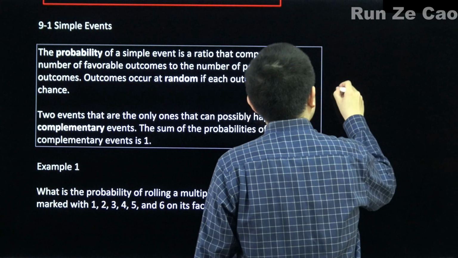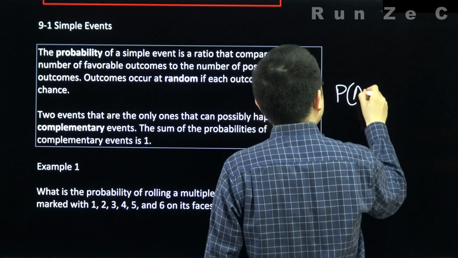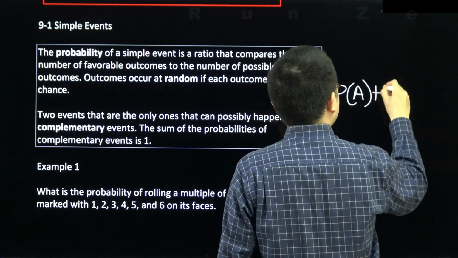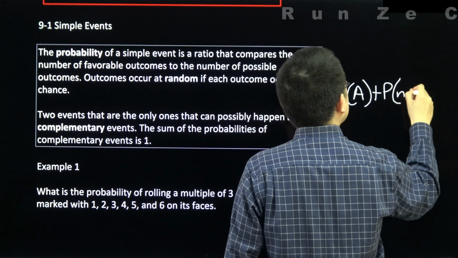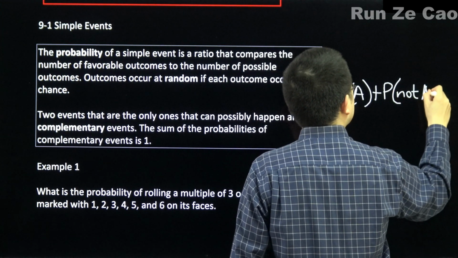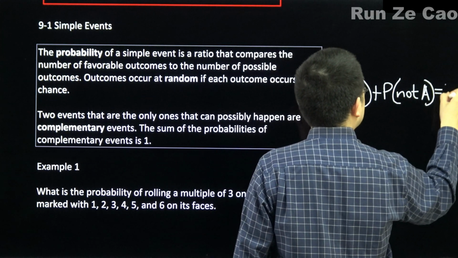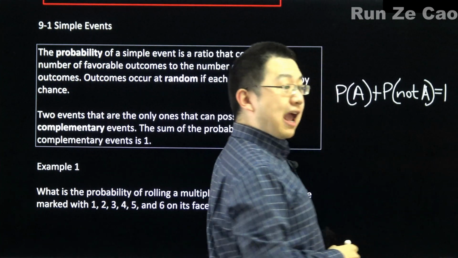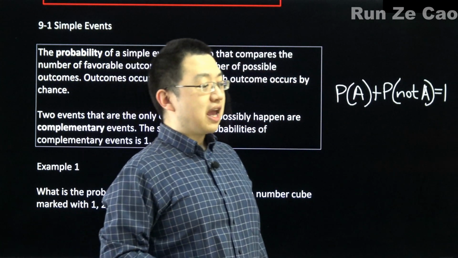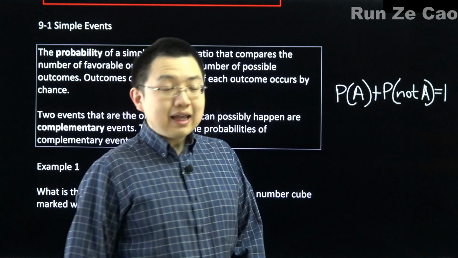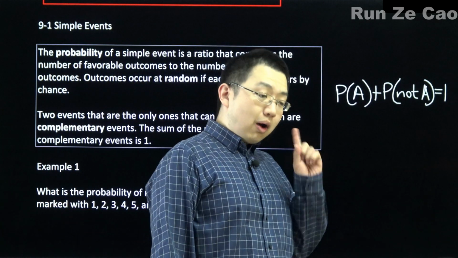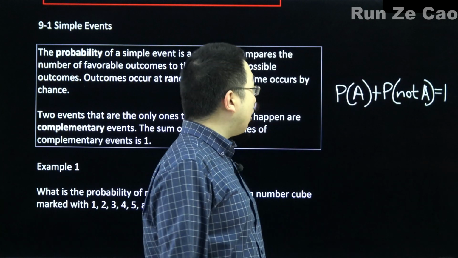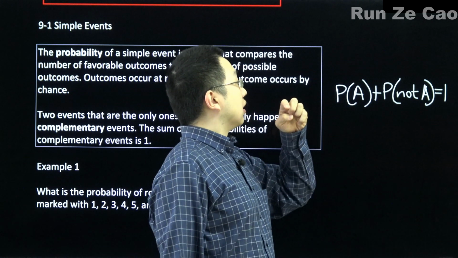Like, say, P(A) plus P(not A). The probability of outcome A plus the probability that you get not outcome A is equal to 1. Because you will always get either A or not A.